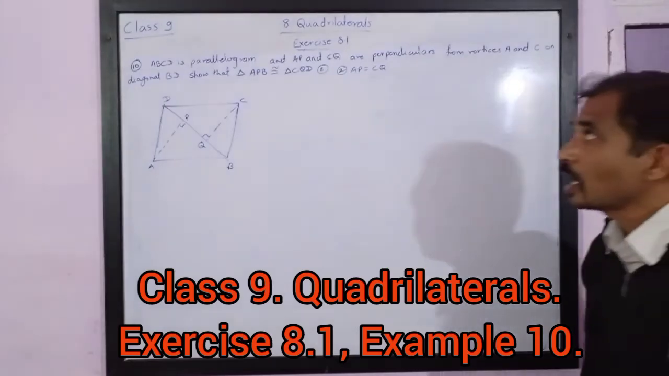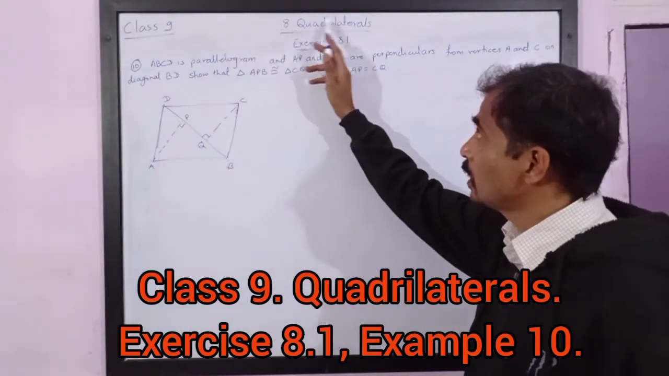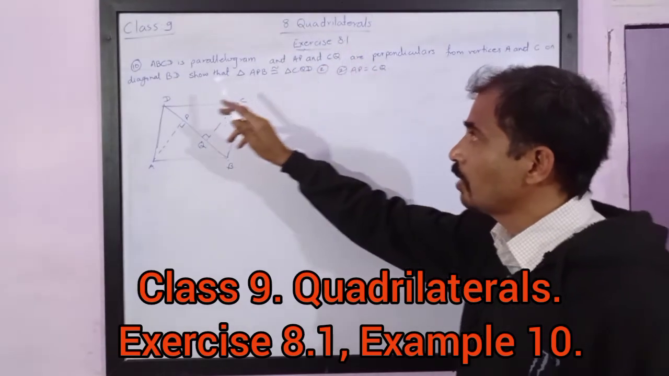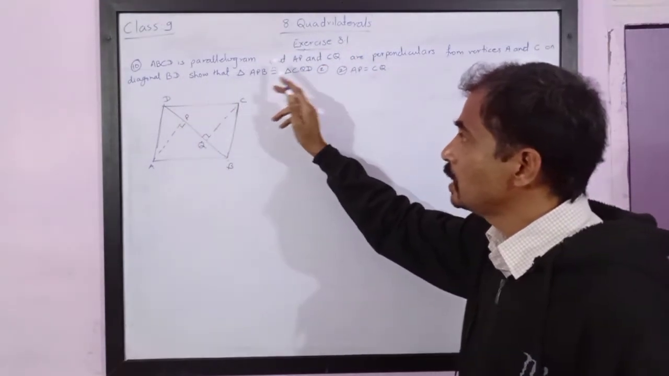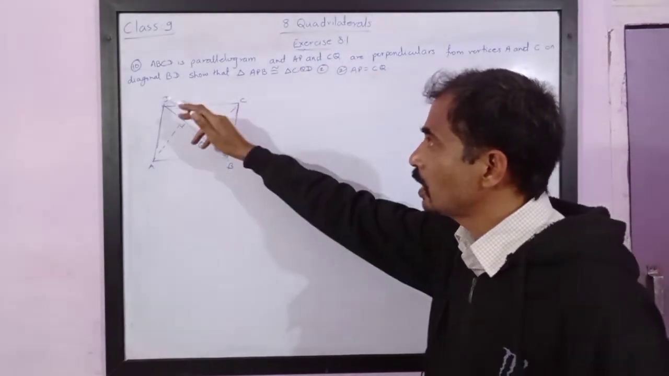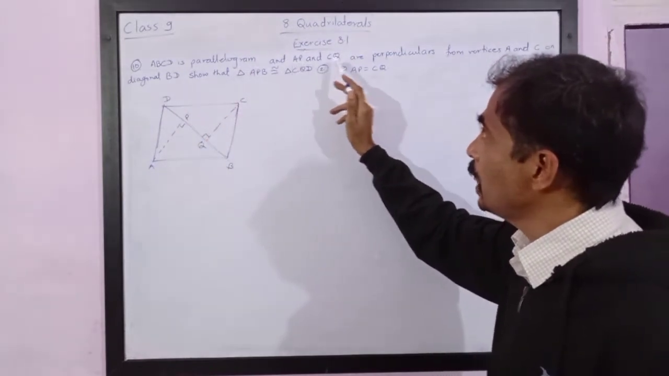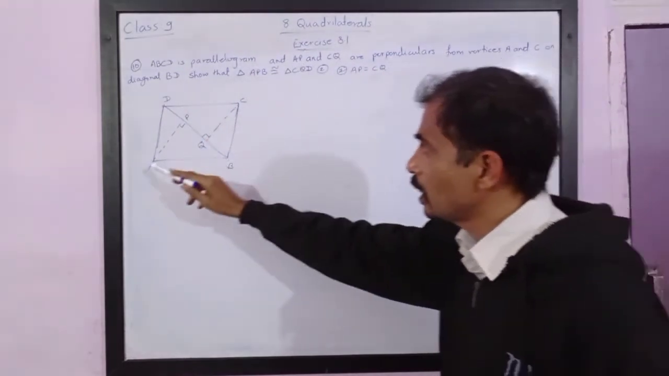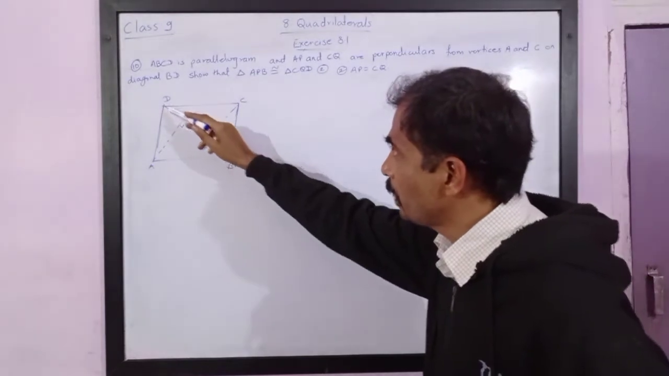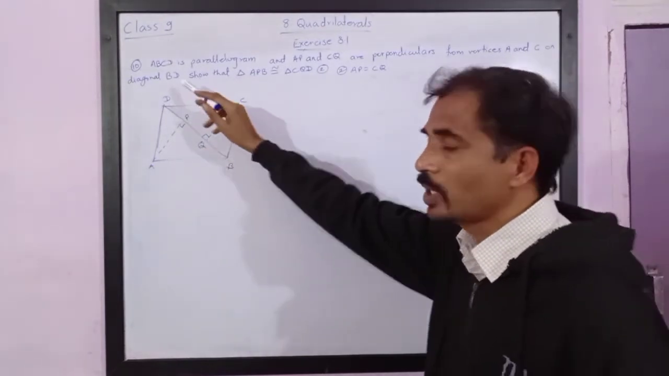Dear friends, in class 9 we are studying the 8th lesson, quadrilaterals, and in exercise 8.1 we have question 10. ABCD is a parallelogram. This quadrilateral ABCD is a parallelogram. AP and CQ are perpendiculars on diagonal BD. This is what is given to us.